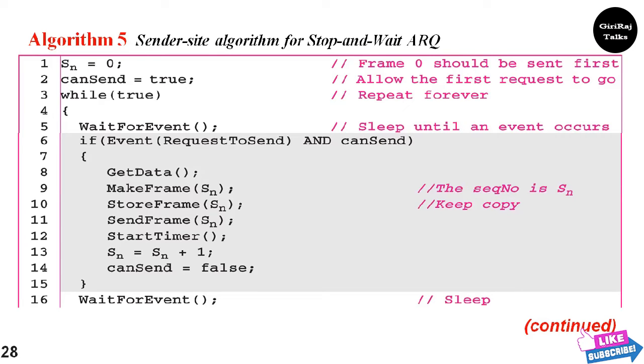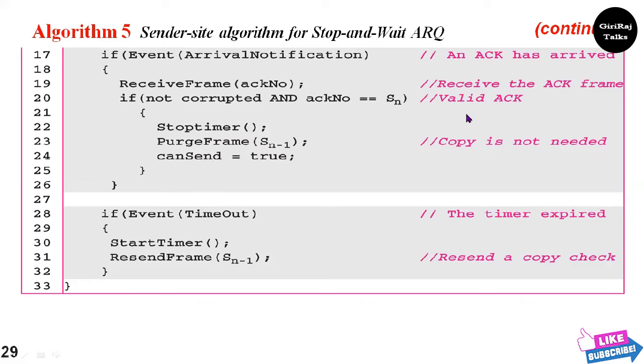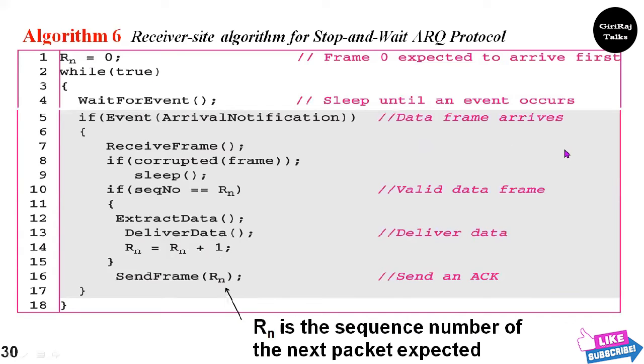If the frame is not corrupted and the acknowledgement number of the acknowledgement frame matches the sequence number of the next frame to send, we stop the timer and purge the copy of the data frame we saved. Otherwise, we just ignore this event and wait for the next event to happen. After each frame is sent, a timer is started. When the timer expires, you can see this in line number 28, the frame is resent and the timer is restarted. Let us see Algorithm 6, the receiver side algorithm for stop and wait ARQ protocol.